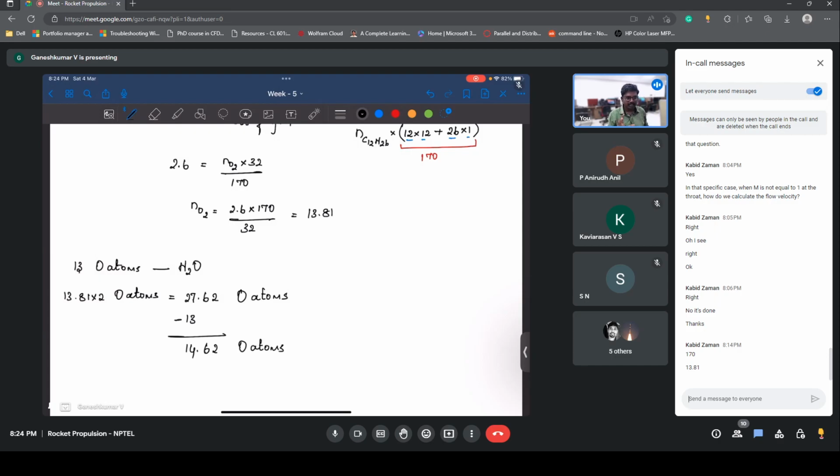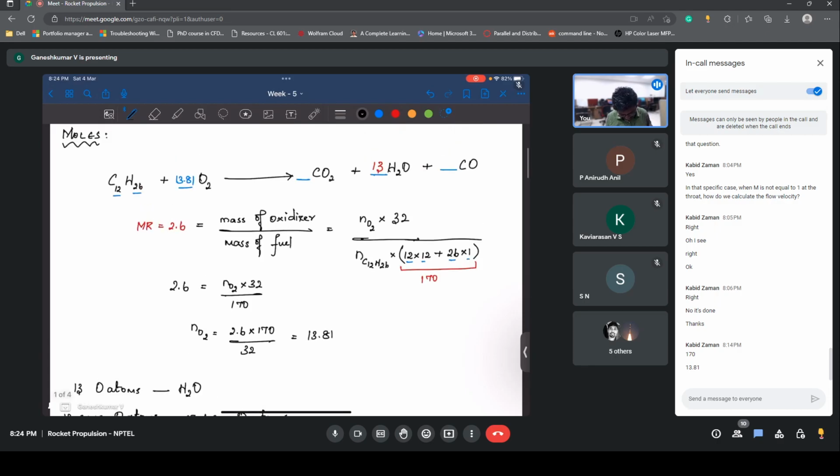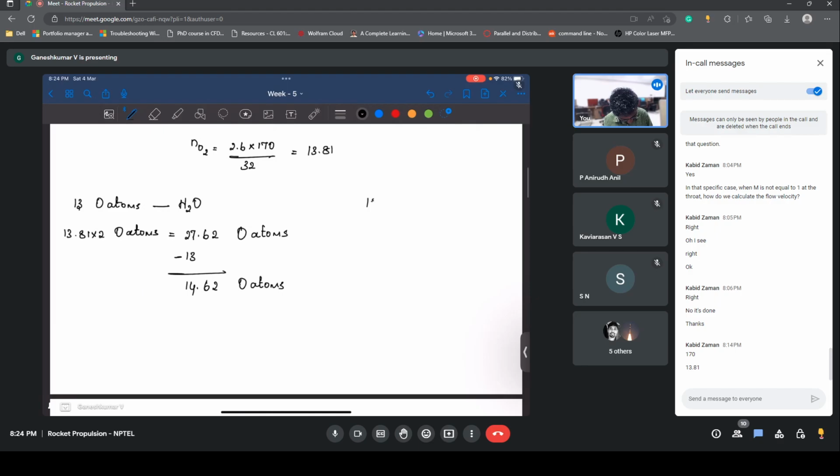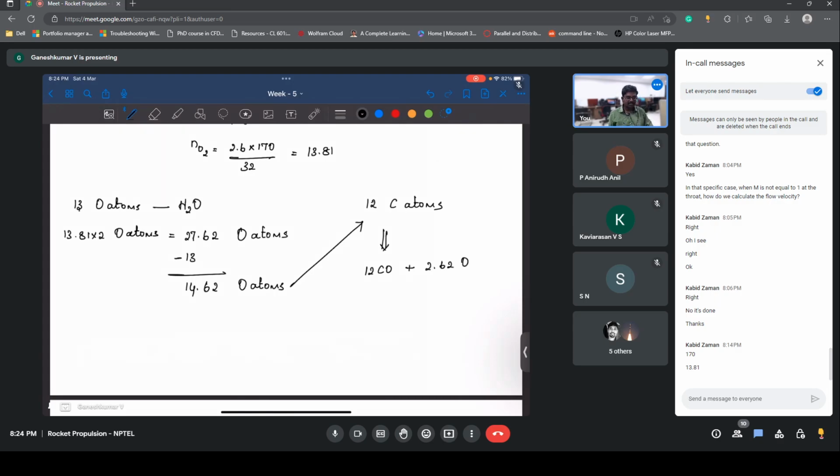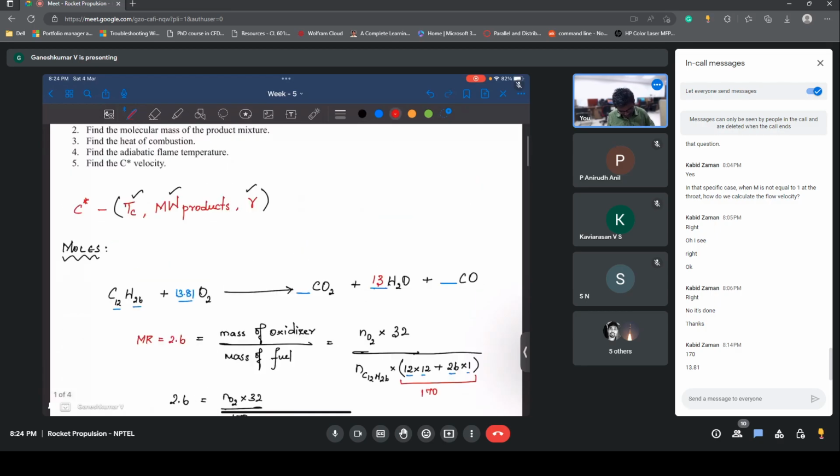So I have only 14.62 O atoms remaining, and these O atoms are going to form carbon monoxide, CO. How many C do I have? I have 12 carbon atoms. So these O atoms form CO molecules with the 12 carbon atoms. It forms 12 CO, plus the remaining would be 2.62 O. This is what it forms, right?